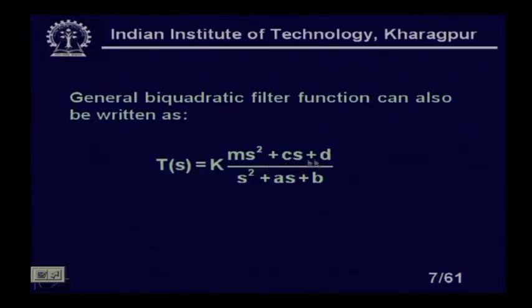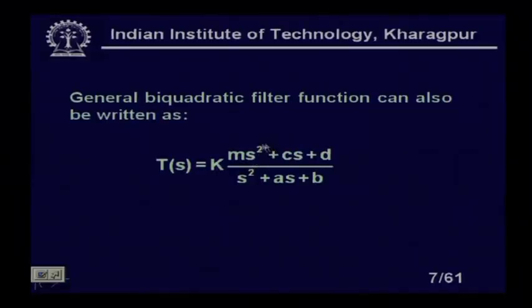Now, in this case we are writing with some coefficients, where T(s) equals k times (m s square plus c s plus d) divided by (s square plus a s plus b), where m, c, d, a, b are all coefficients. Please note that this filter function has complex conjugate poles, and complex conjugate zeros, if the zeros are there. The denominator defines the poles, so these are always complex conjugate poles. Now, k is a gain constant. All of these m, c, d, a, b will be realized by some resistors and capacitors.